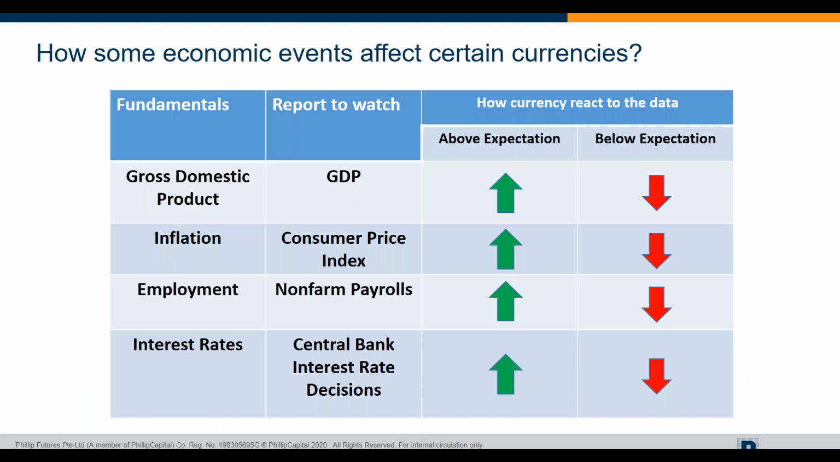We can have a look at this table. This is just a very simplified version of the very few factors that determine the rate of a currency. So let's go by column. For fundamentals, for gross domestic product, you'll be looking at this report called the GDP, which is the abbreviation of gross domestic product. So how does this affect the currency? Let's say the result for the next quarter GDP growth is higher than the market expectation of the GDP growth. When the results come out, the currency will actually appreciate.